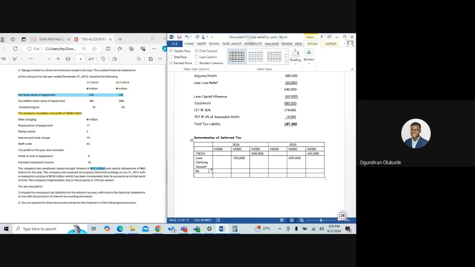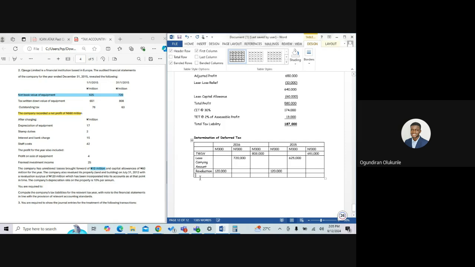Then the next thing you are looking out for is, was there any revaluation during the year? Please check for me. So are we together? We were told that the company also revalued its property on July 31st, 2012. And the valuation surplus was how much? 120,000. And like I said in the previous discussion, once it is revalued, it cuts across.